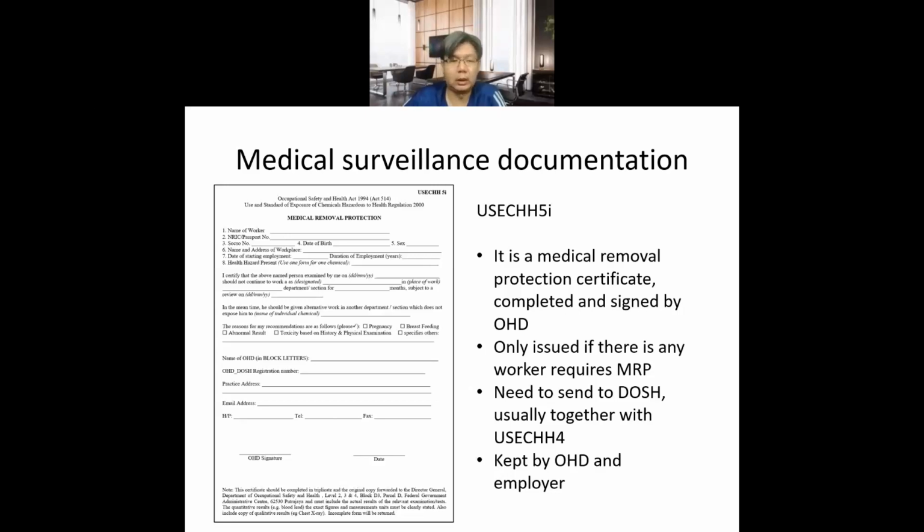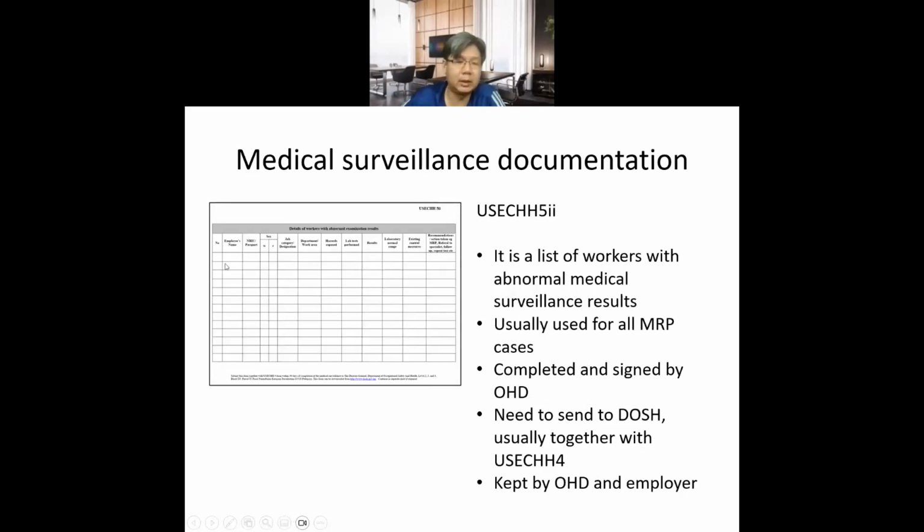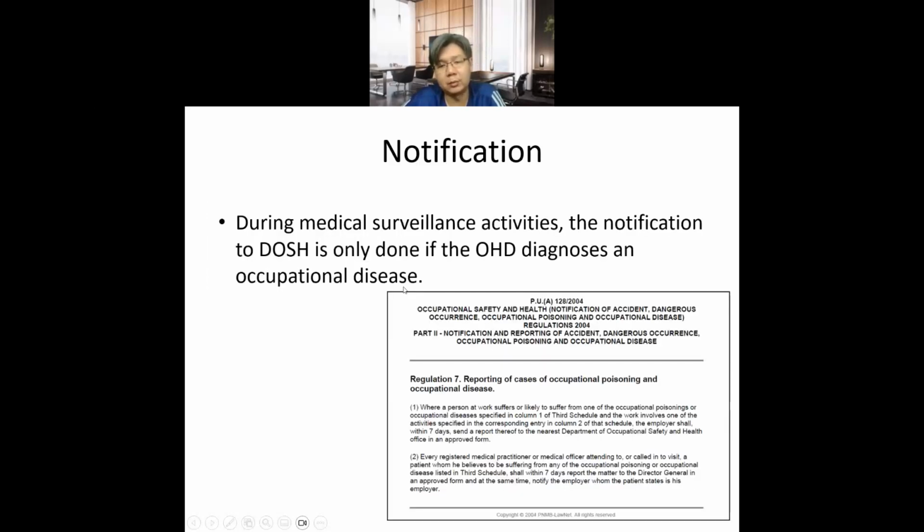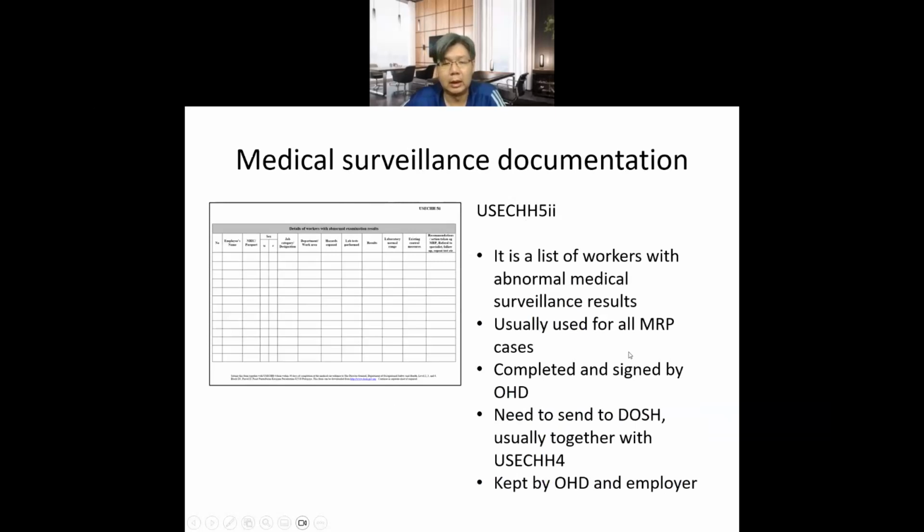Okay. So if we remove her, we sign the medical removal protection, then we have to put details here. We'll put here the normal range is normal, the test is normal, the result is normal, etc. Everything is normal, but we put an indication here that she is pregnant. That's why we need to remove her. When we remove her because of pregnancy, then we do not notify as occupational disease.